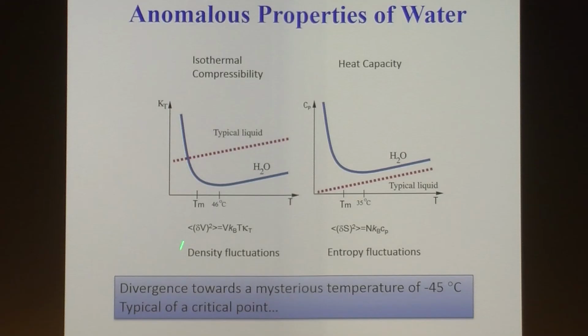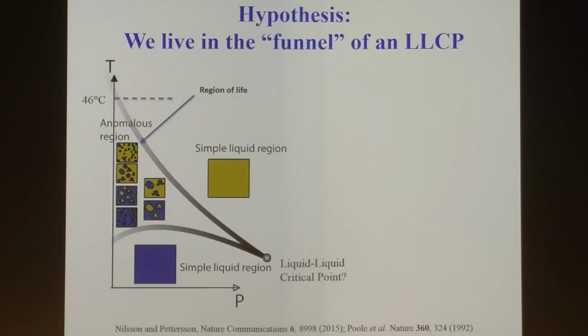it ends in a critical point, where these fluctuations, where it cannot decide which way to go, become basically infinite. And it's typical that these density fluctuations and entropy fluctuations diverge at the critical point. Now, could there be a critical point? If you think about it, here you would have divergence.